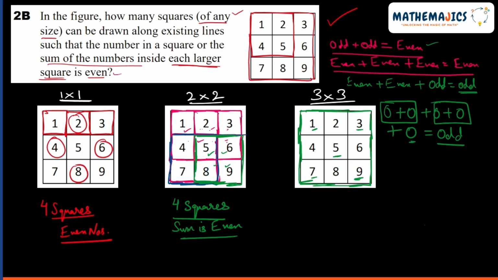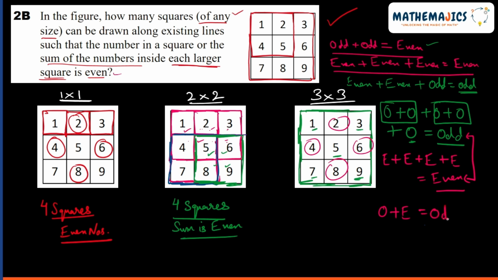What about the even numbers inside this? Let's see. We have 1, 2, 3, 4. If you add 4 even numbers, this is very basic, you will get an even number. Now, if we club this odd sum and this even sum, because we need to add up all the numbers, odd plus even gives you an odd sum, not an even sum. So that means from this 3 by 3 square, which is 1 square, there are 0 squares which give us an even sum.